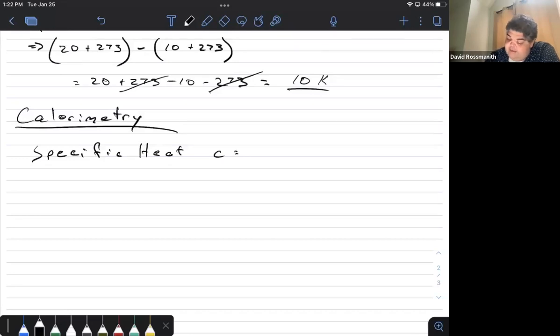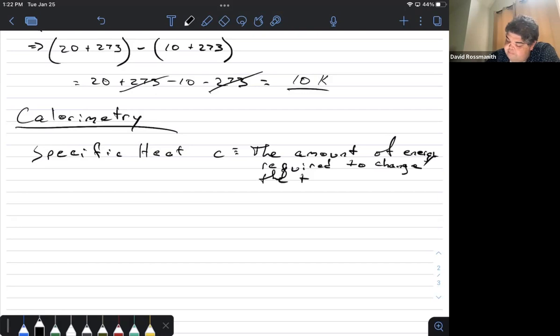and it's defined as the amount of energy required to change the temperature of the material, and that's exactly 1 kilogram of the material.